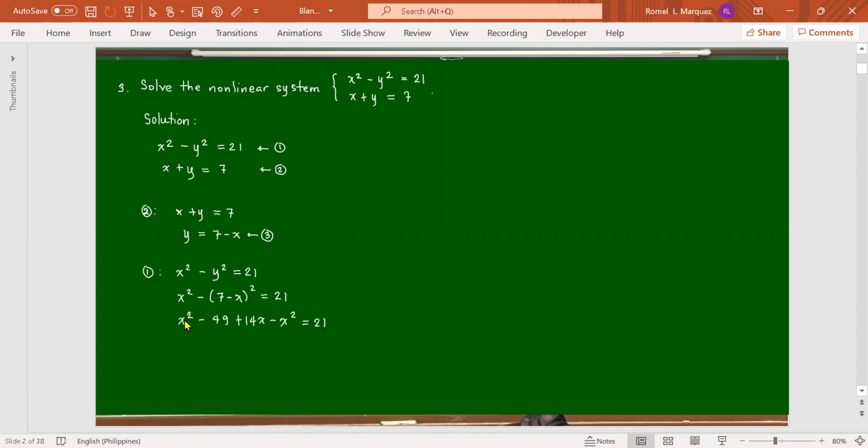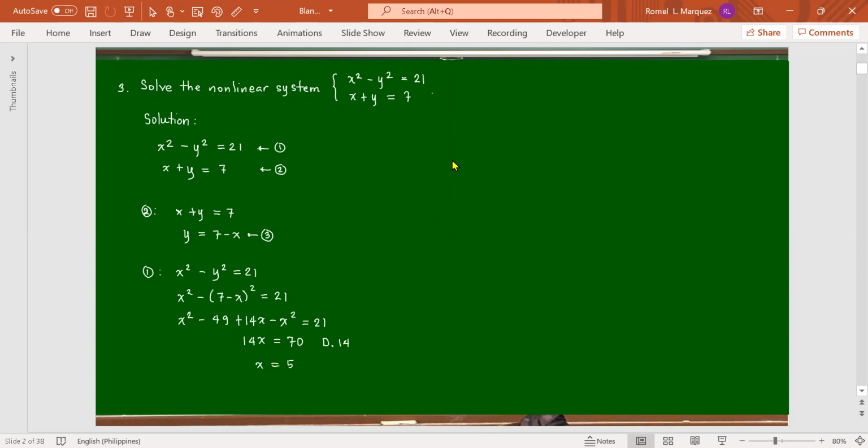Collecting similar terms, the first term and last term on the left side are eliminated because they are additive inverses of each other, giving 0. So hence we have 14x on the left side, and on the right side, 21 plus 49, getting 70. Divide each side by 14, we get 5. So this is the value of x.